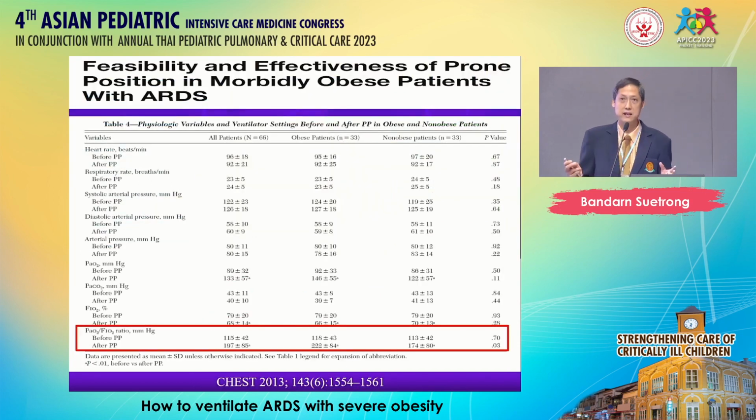And what is the difference in terms of prone position in obese and non-obese patients? If we look at this study, the baseline PF ratio prior to the prone position is about 115.